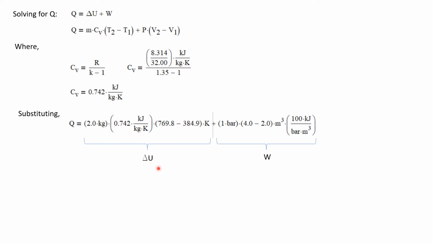The change in internal energy is simply given as the mass times C sub V times the change in temperature. And the work term is the pressure times the change in volume. And when I add all of these together, I get the heat transfer Q is 771.2 kilojoules.